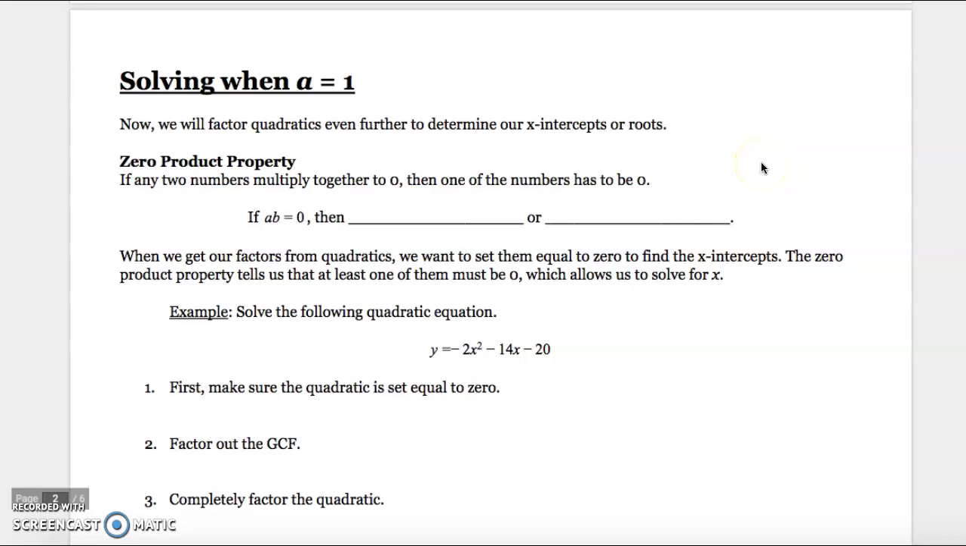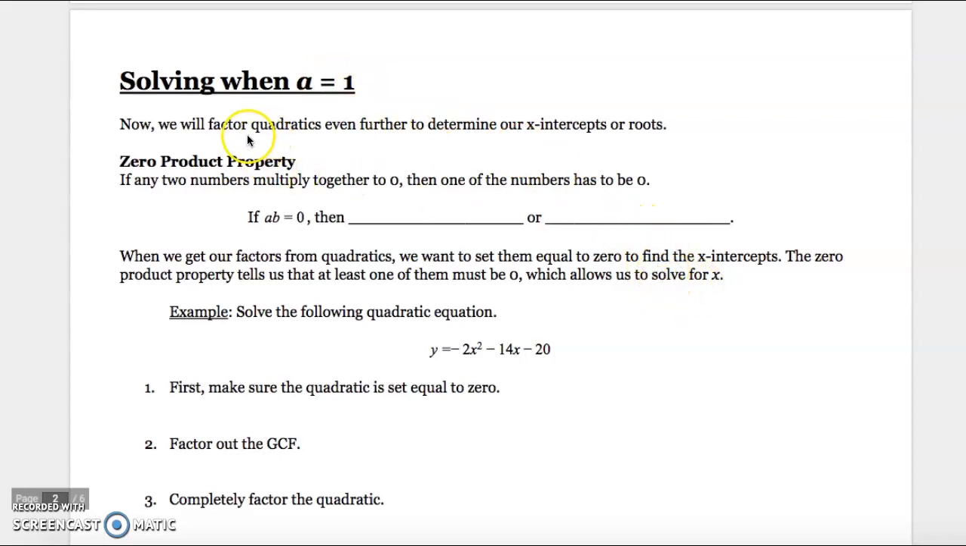Hey guys, today we're going to look at solving quadratic equations in two scenarios. The first scenario is when a equals 1, and we worked on factoring quadratics previously, so we're going to use that skill in order to actually solve them.